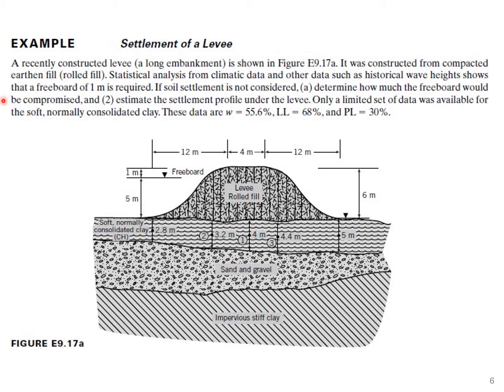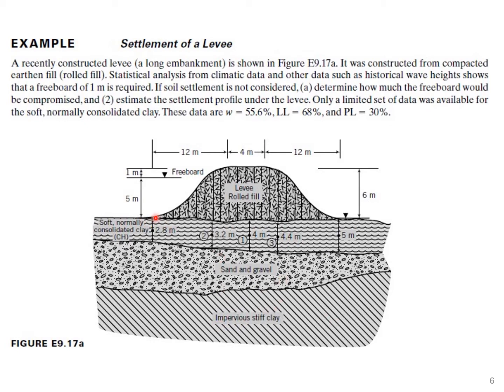Only a limited set of data was available for the soft, normally consolidated clay. These data are moisture content 55.6%, liquid limit 68%, and plastic limit 30%. Now look at this figure. We are having this soft, normally consolidated clay, and then we are having the sand and gravel, and then the impervious stiff clay is present.